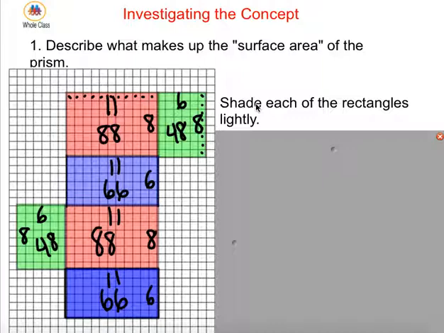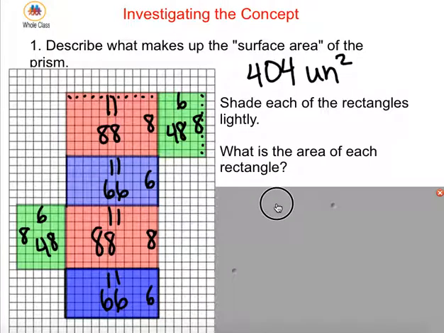And what are our units? Well, we are talking about area. Even though it's surface area of a three-dimensional object, it's still area, so we are in units squared. We just have units times units, and we're adding them all up.